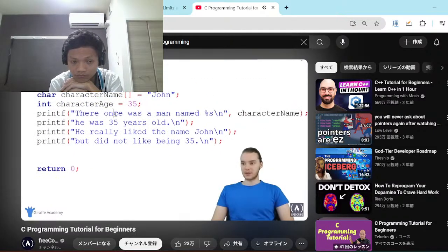So over here, it's going to say there once was a man named %s, and it's going to replace %s with whatever we specify over here. So it's going to replace %s with the value that's stored inside that character name variable. So I'm going to save this and we'll run our program.